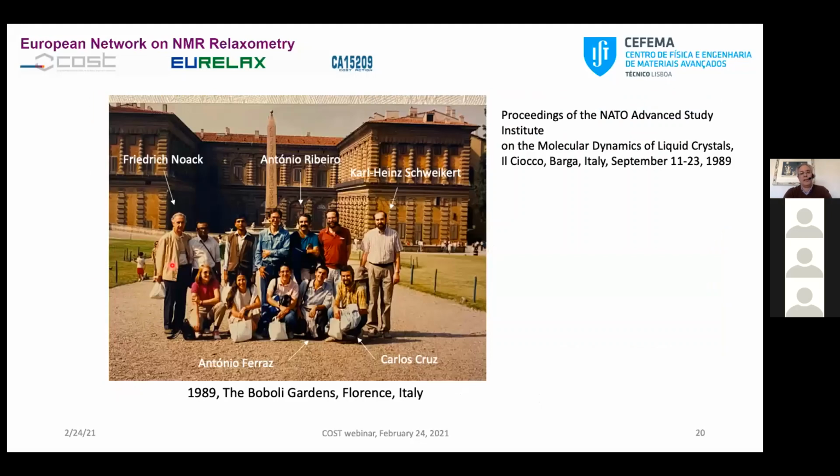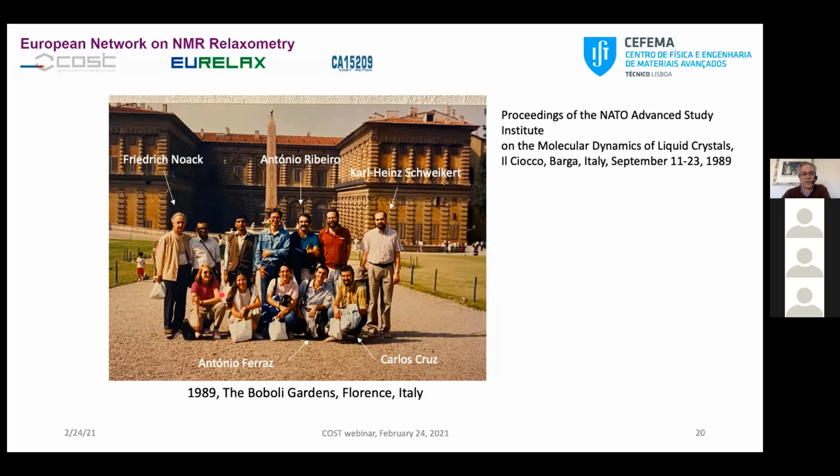Okay, so in 1989, one year after my first measurements there, we went to a NATO school in Barga. And this is a picture that I was able to find. I just want to remember Friedrich Noack, with whom we had a lot of discussions. This is my supervisor, Antonio Ribeiro. Karl-Heinz Schweiker, the brilliant physicist and engineer. These are my two colleagues still working here with me. This is Samor Kral, and these are some colleagues that we met in this school.